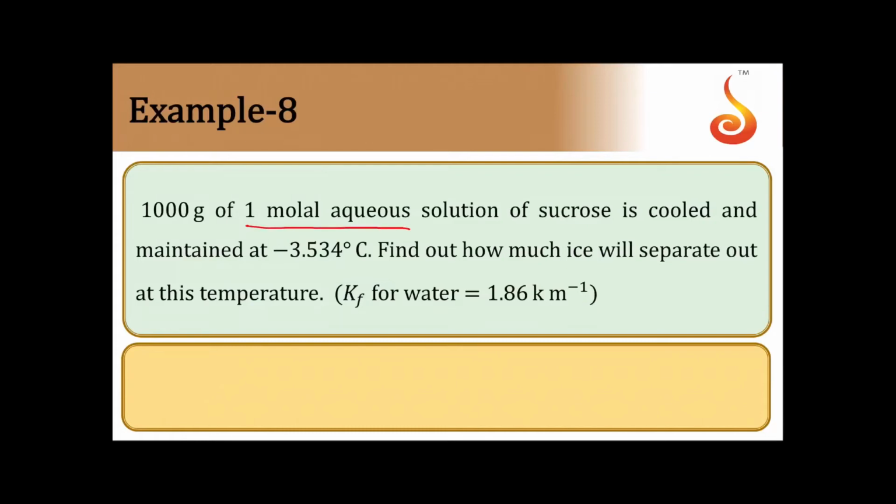1000 grams of 1 molar aqueous solution of sucrose is cooled and maintained at minus 3.534 degrees Celsius. To find out how much ice will separate out at this temperature, Kf is given as 1.86. So now, delta Tf is proportional to molality.